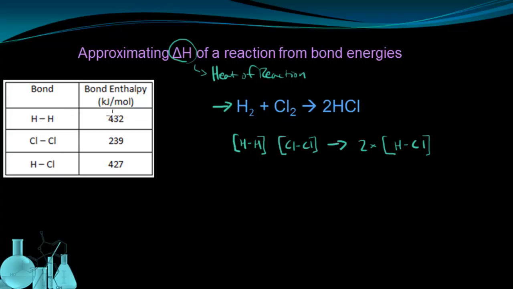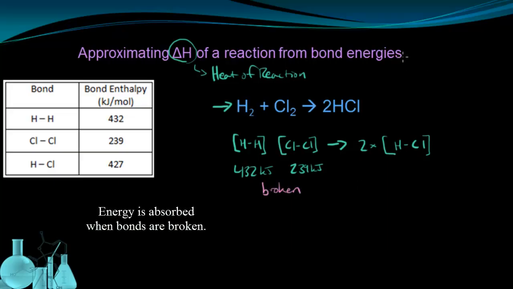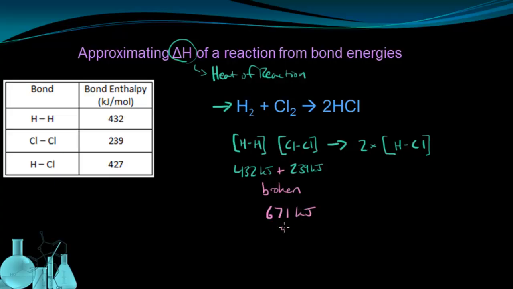So for the hydrogen-hydrogen bond, that's right here, it's 432 kilojoules of energy. For the Cl-Cl, it's 239 kilojoules of energy. Now let's consider what's happening on the reactant side. For the reactants to become products, these bonds have to break so that the atoms can rearrange themselves. So in this reaction, we have bonds being broken on the reactant side. And we know that to break a bond, you have to add energy. So the total between these two is going to be the total amount of energy that has to be absorbed. And that's 671 kilojoules absorbed.